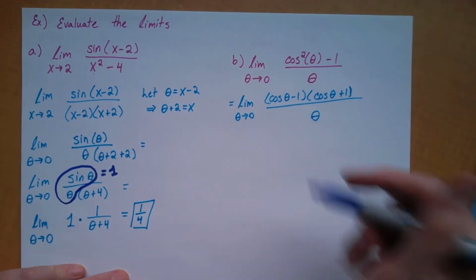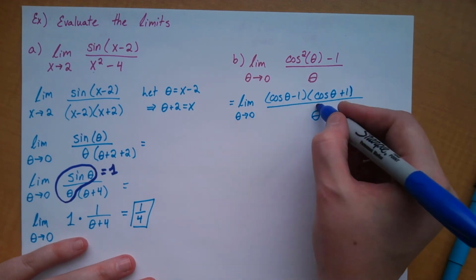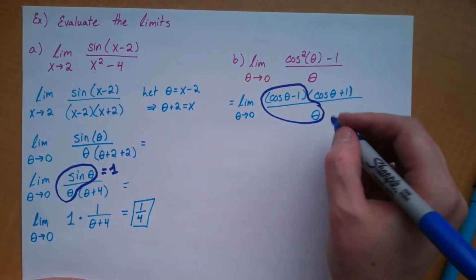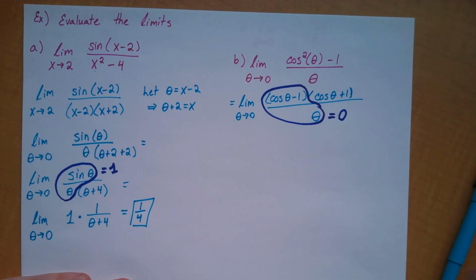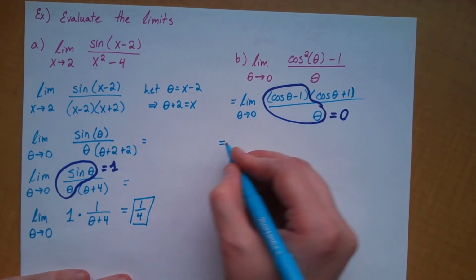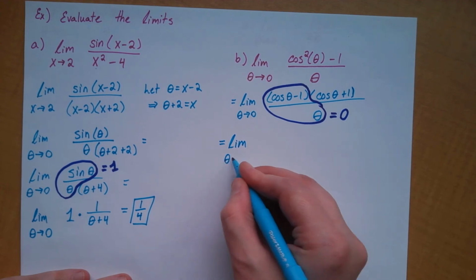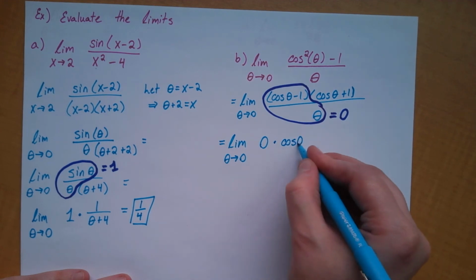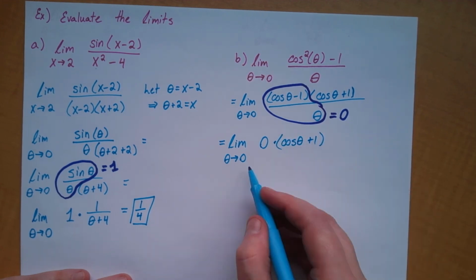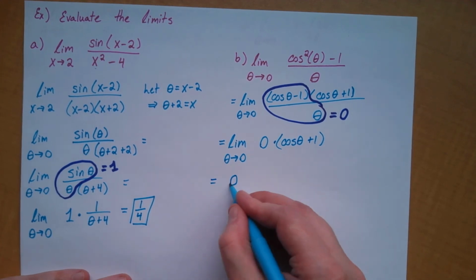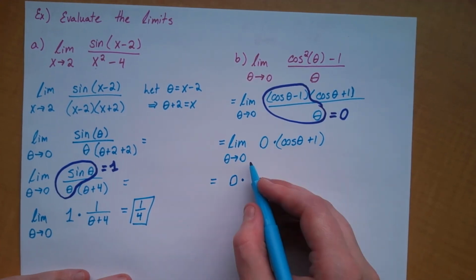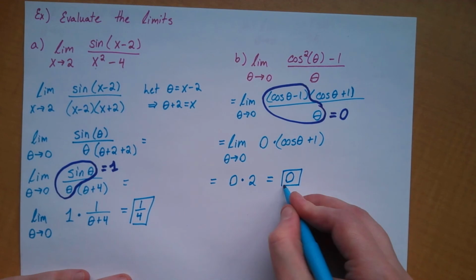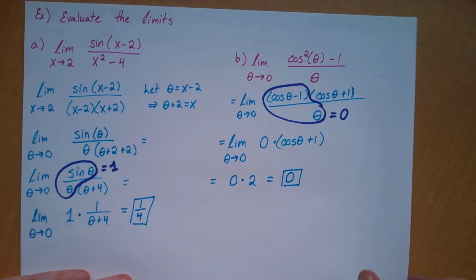Now that's really neat because cosine theta minus 1 divided by theta, as theta goes to 0, is going to equal 0 by that nifty little limit that we had at the beginning. So what this is going to become is the limit as theta approaches 0 of 0 times cosine of theta plus 1. If I plug 0 into this, I'm going to have 0 times, well, cosine of 0 is 1, and 1 plus 1 will give me 2. So my limit will be 0. Alright, let's look at one more.